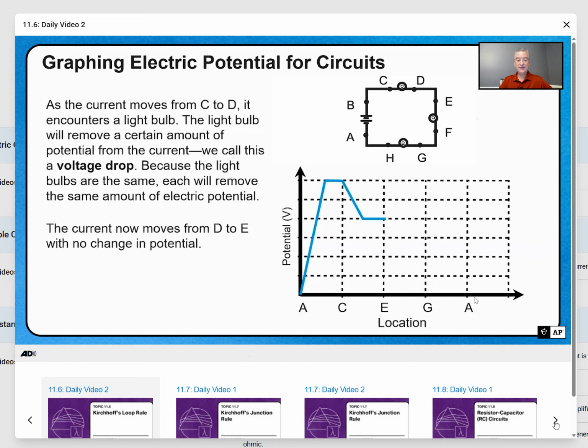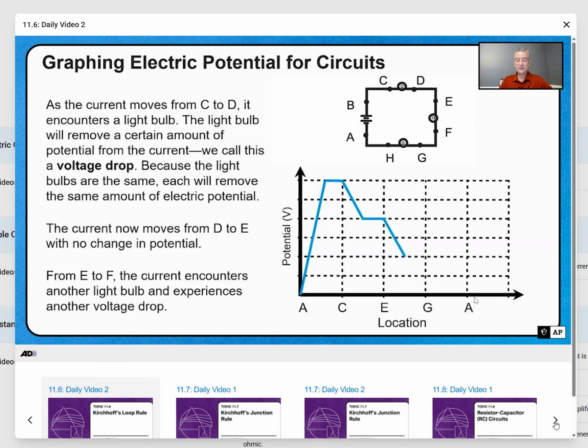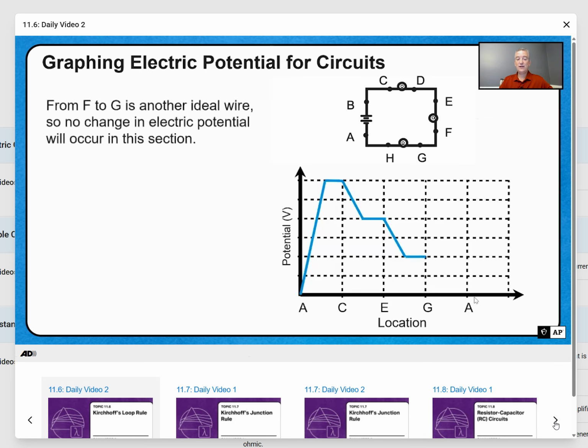The current now moves from D to E with no change in potential, and we have the horizontal line on the graph. But from E to F, we encounter another light bulb, so we're going to lose electric potential again. And so as we go from E to F, there's going to be a drop on our graph. From F to G with another ideal wire, so no change in electric potential will occur in this section.